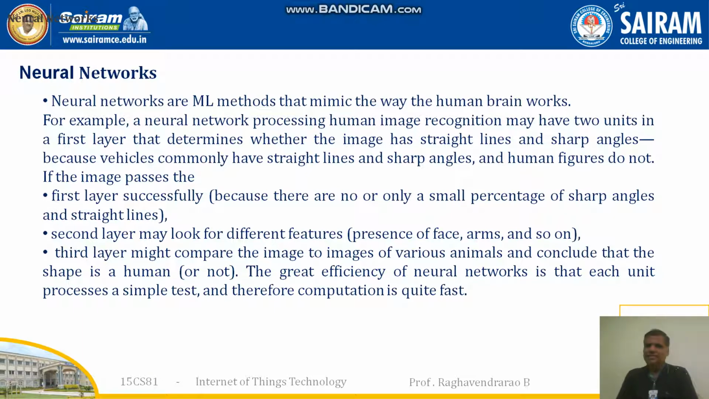In the third layer, it compares the image with various animals and concludes whether the shape is human or not. So exactly that image is going to be checked. You are comparing the human with any animals, so 100% it is not going to match.